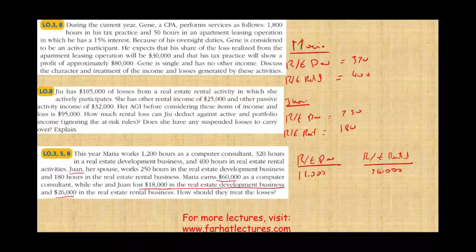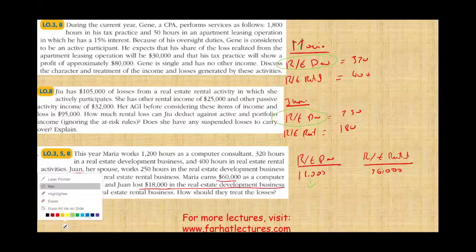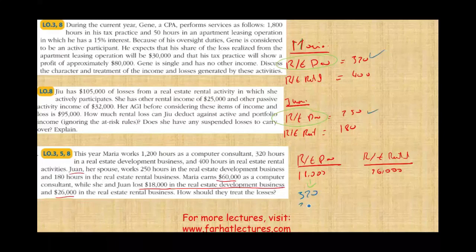All right, now let's take it step by step and first take a look to see if we are active participants in this business. Okay, so let's look at Maria's. Now for the real estate development business, for material participation, remember we can combine the hours. We can add the 320 of Maria plus the 250 to see if we exceed 500, that's 570. Guess what? For this business, we are materially participating in the real estate development business. Therefore, this whole income is active.